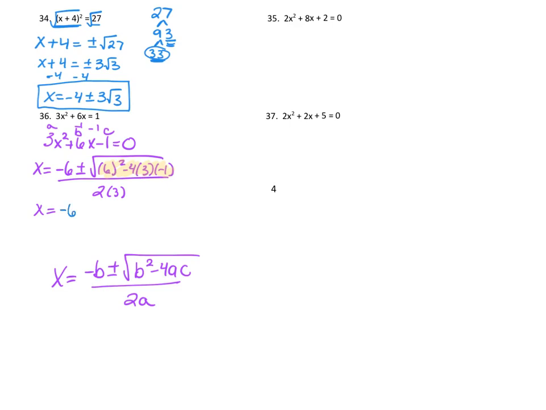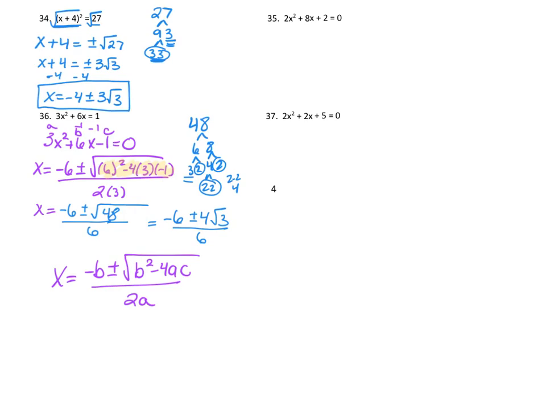And that'll get me negative 6 plus or minus the square root of, well, it's going to be 36 plus 12, which would be 48 over 6. Now, just like with the problem above, I need to break down any value that's underneath the square root. So I have one pair of 2's, two pairs of 2's. So I have 2 times 2 on the outside, which will be 4. And then I have this 3 left over on the inside.